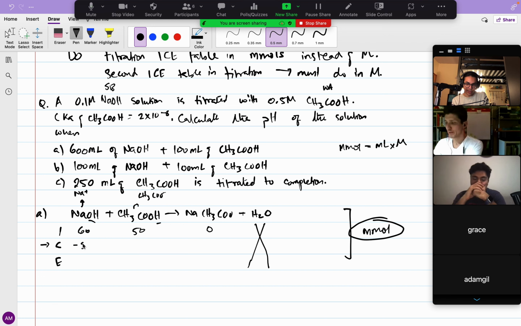My eventual goal is to hit pH. Oh, you can calculate the molarity of OH. Yes, exactly. Because NaOH breaks up into Na plus and OH minus, that is indeed the molarity of OH minus. Cool.